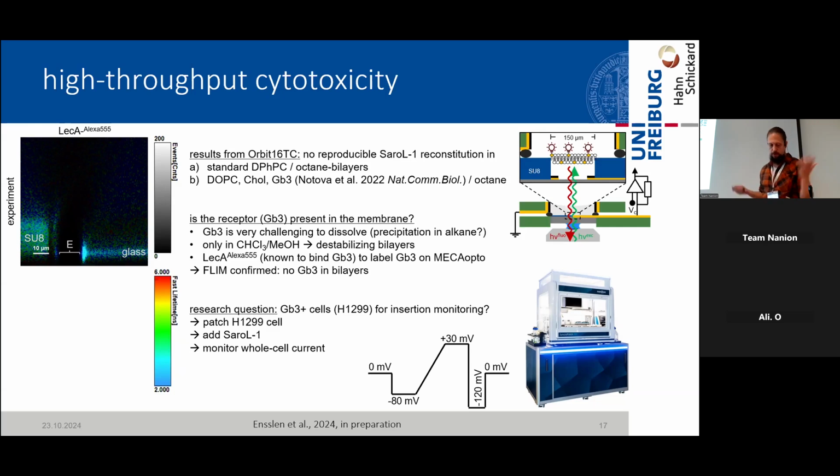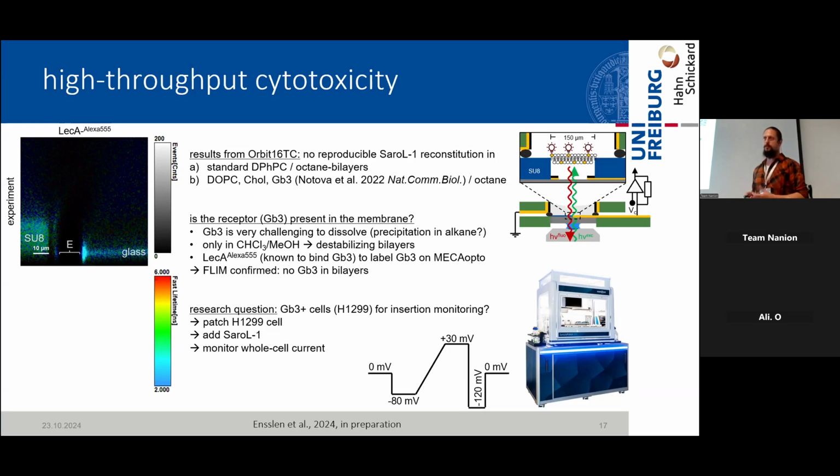So the obvious question here was: is this receptor really present in the membrane? In order to prove that, the idea was to go to the Meca-Opto. Those of you who don't know what the Meca-Opto system is, this is basically the standard or a very similar setup to the regular Meca system of Ionera, where you have a trans compartment which is optically accessible.